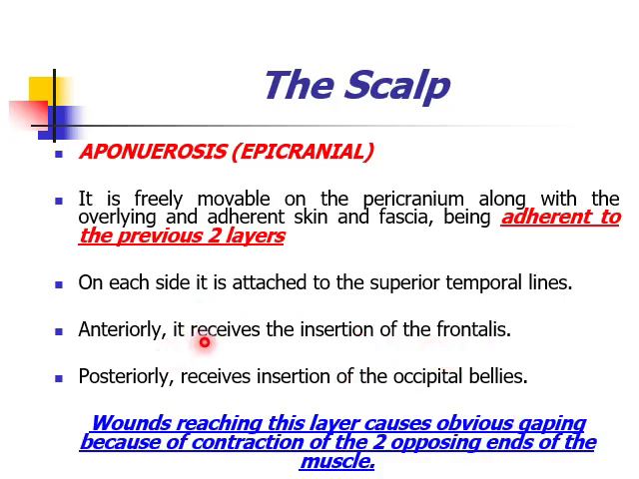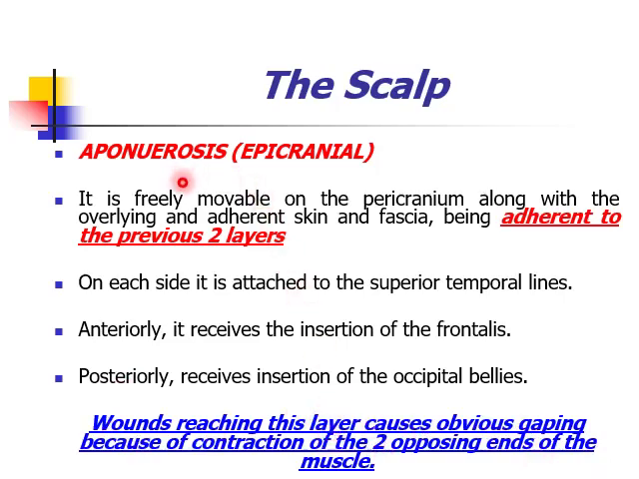The anterior margin of the aponeurosis, the galea aponeurotica, or the aponeurotic layer of the scalp, receives the insertion of the frontalis muscle, or the frontal bellies of the occipitofrontalis, while the posterior part of the galea aponeurotica receives the insertion of the occipital bellies of the occipitofrontalis. Wounds reaching this layer cause obvious gaping because of the contraction of the 2 opposing ends of the muscle.